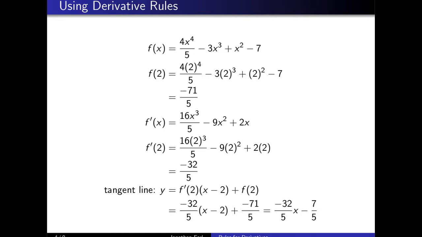Okay, and we said we want to find the tangent line at a equals 2 for this function. So we need to first find f of 2, which is easily found to be minus 71/5. We can then find f prime of 2, which is minus 32/5. And that tells us, from putting everything into our tangent line equation, the tangent line to f at a equals 2 is going to be minus 32/5 x minus 7/5.